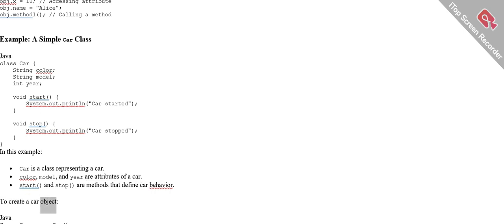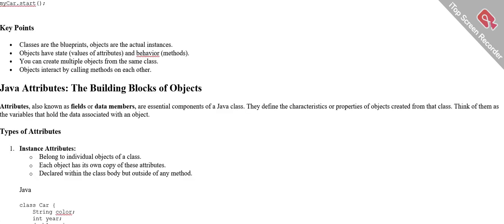To create a car object. Java. Car myCar = new Car(). myCar.color = "red". myCar.model = "sedan". myCar.year = 2023. myCar.start().